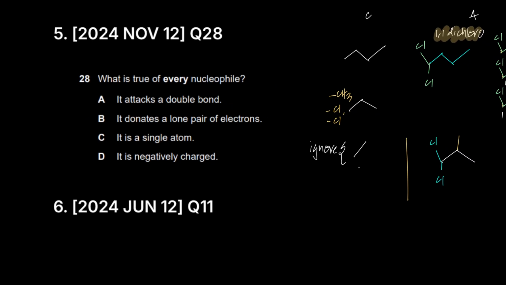What is true for every nucleophile? It's saying every nucleophile should attack the double bond. So nucleophile is nucleus loving. We know that. Nucleophile means nucleus loving, which means it should attack positive stuff, not negative stuff. Double bond is a high electron density. Electrophiles will attack it, not nucleophiles, so A is wrong.